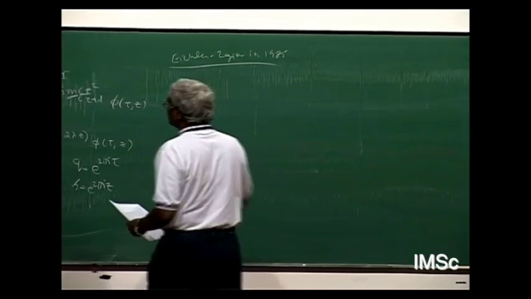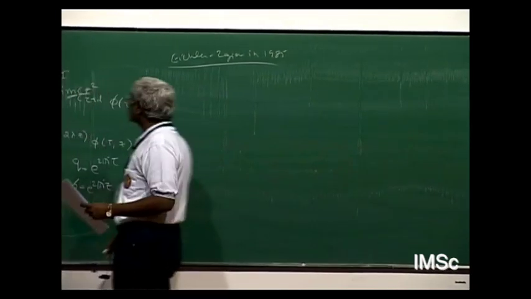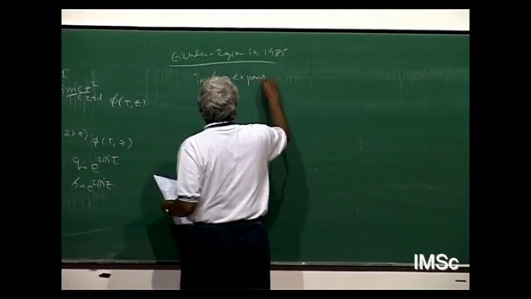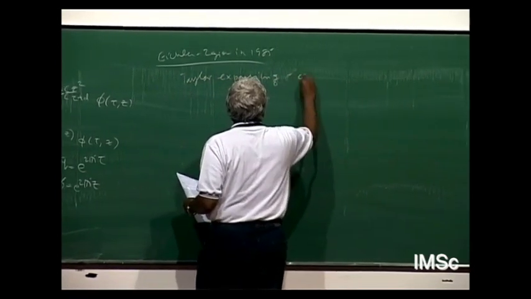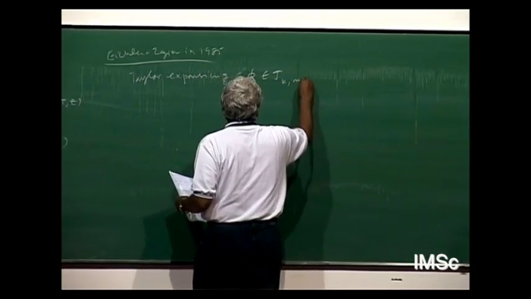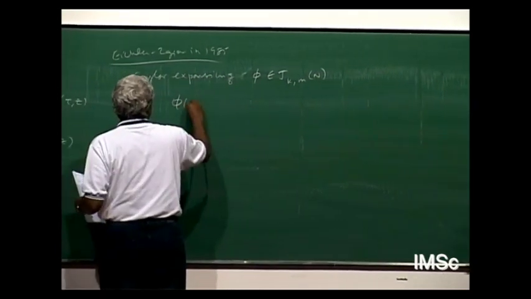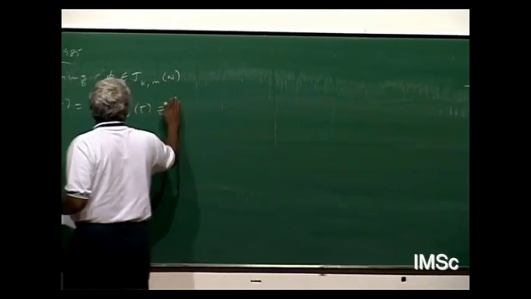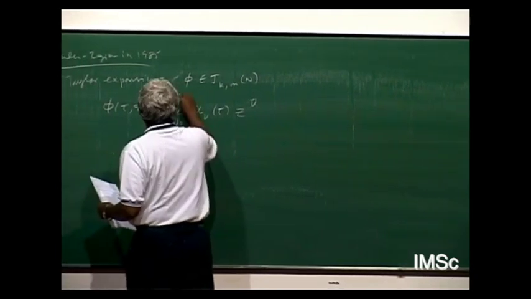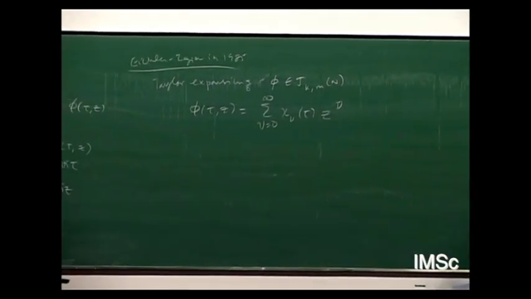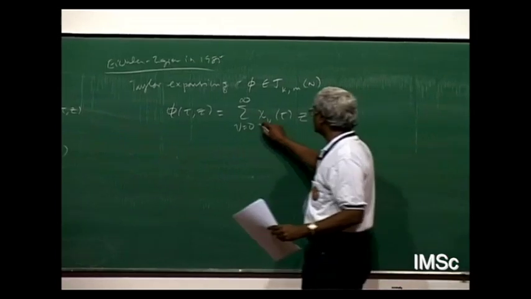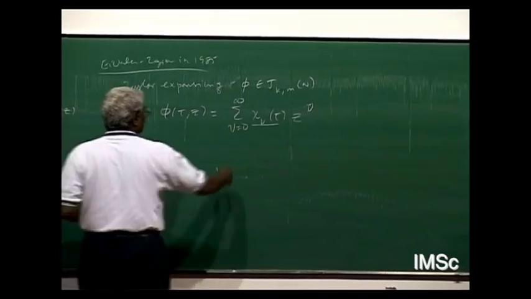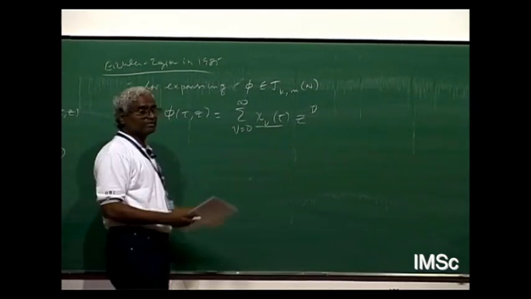So next we need some kind of differential operators. For that I need the Taylor expansion of phi belonging to J_{k,m}(N). You just consider the expansion around z equal to 0, where chi_mu of tau are these functions of tau, these Taylor coefficients, and one can define differential operators involving these Taylor coefficients as follows.